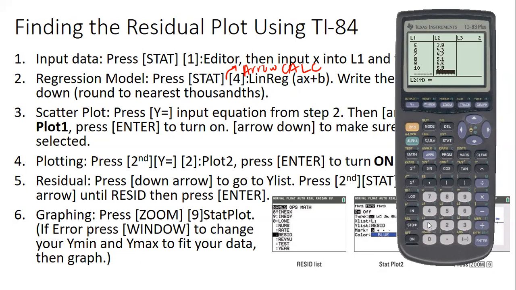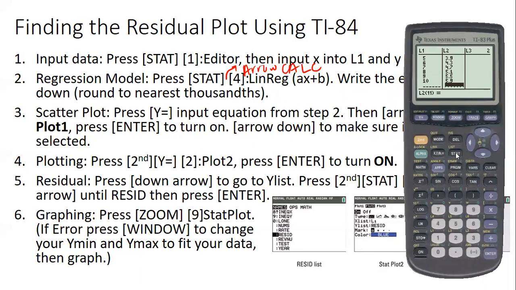We're safe? All right, step 2 is we're going to create our regression model, okay? So on your paper, it says find the regression equation to model this, right? So we're going to find our regression model. To find our regression model, we're going to press stat, arrow over to calc, and then 4 for linear regression. And we're going to write it down, rounding to the nearest thousandth whenever necessary. Got it? 4.